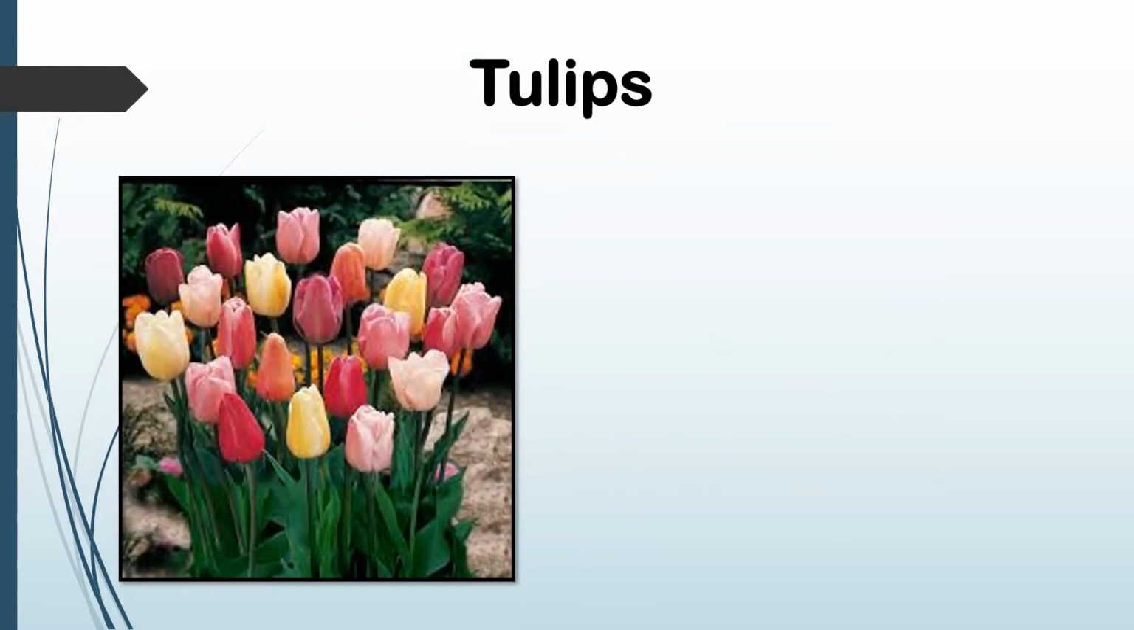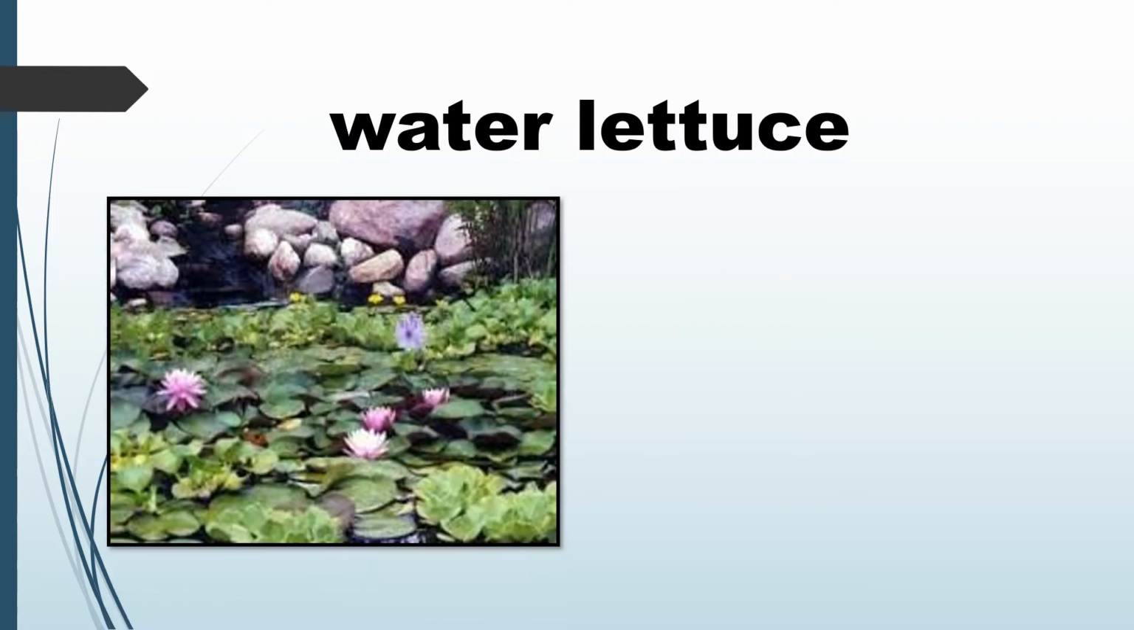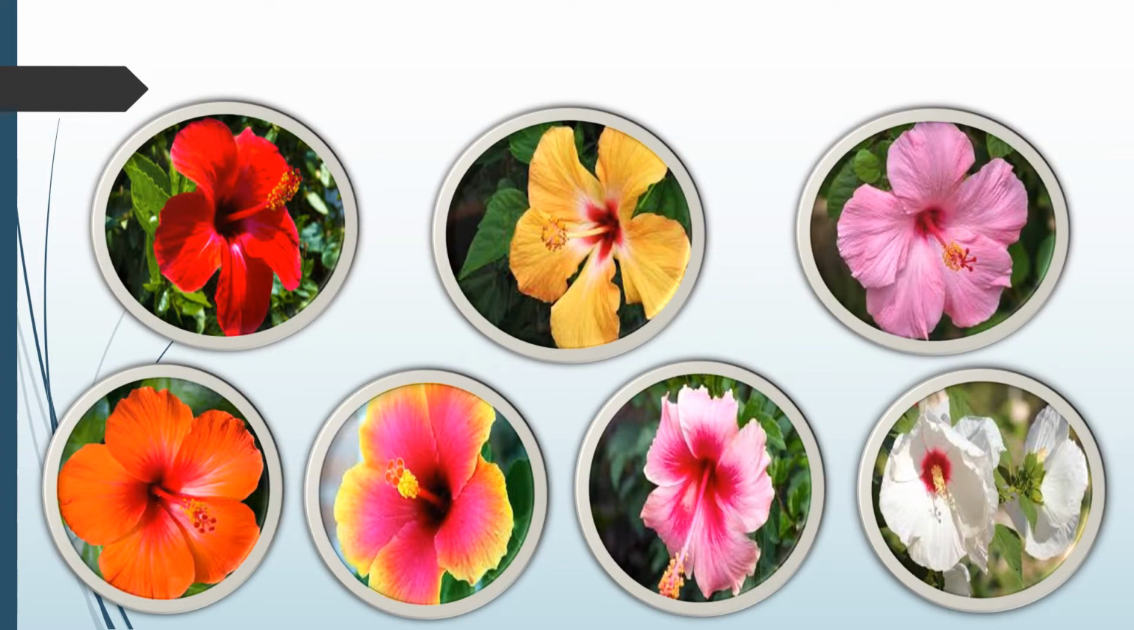Next flower are the tulips. These are the examples of tulips. It has also different colors. We also have the water lettuce. Water lettuce have also flowers. They live in the water. What do you think is the name of this flower? It has different colors. It is beautiful to see. This is the hibiscus flowers.